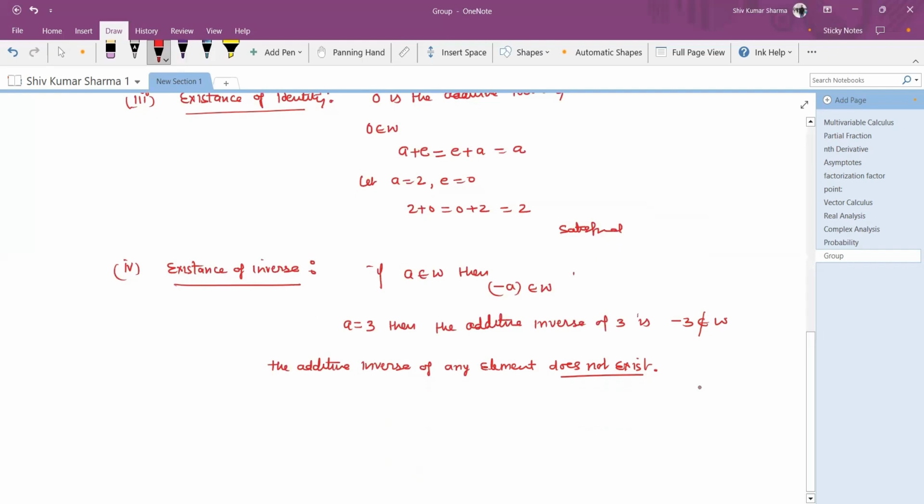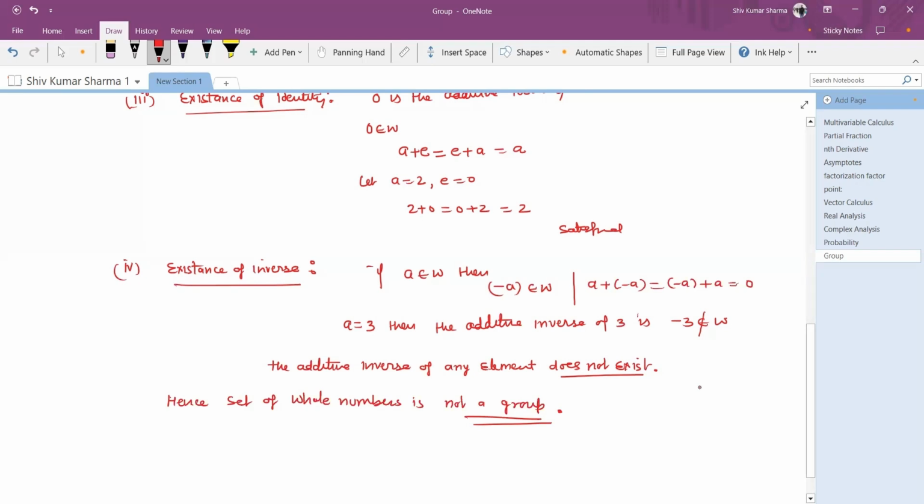The basic property you can write down is A plus minus A is equal to minus A plus A is equal to 0. So we can write that the inverse does not exist. Hence the set of whole numbers is not a group.